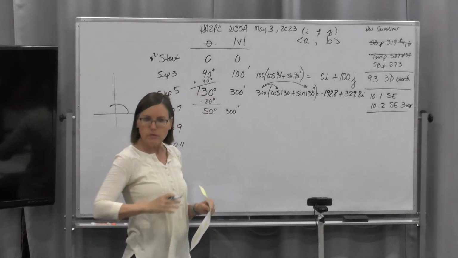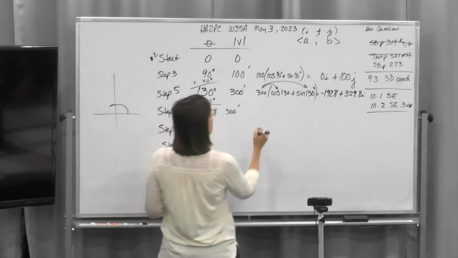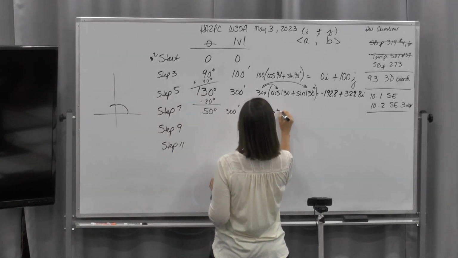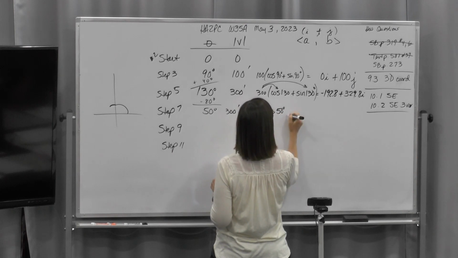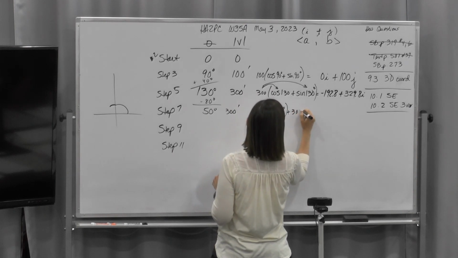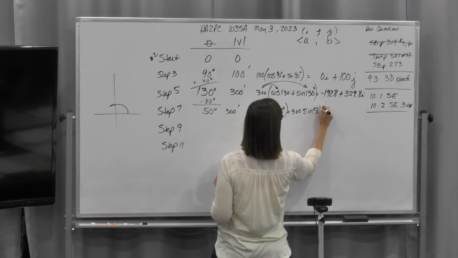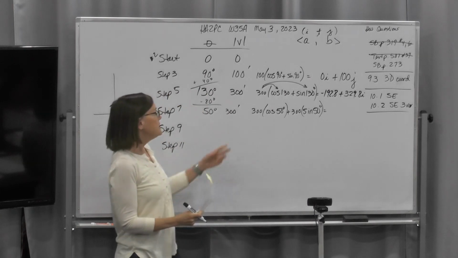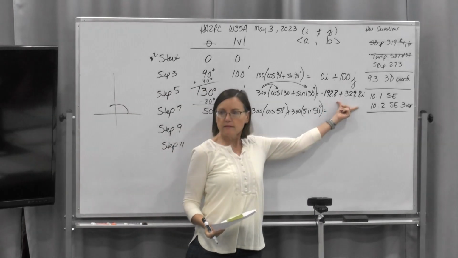So here's what I'm going to add. Every time I move, I'm adding my vector. It's going to be 300 times the cosine of 50 degrees, right? I'm going to write it this way: plus 300 times the sine of 50 degrees. So I need to come up with this and add it to this.